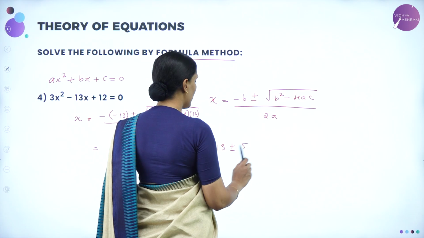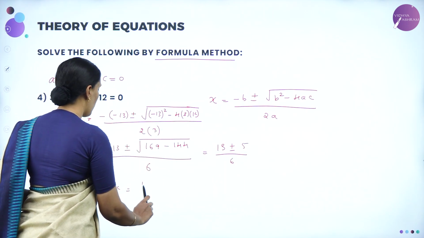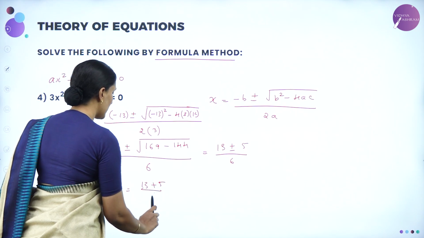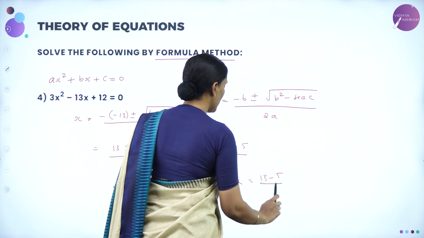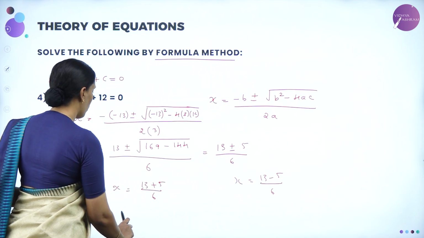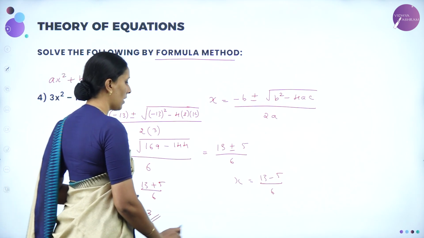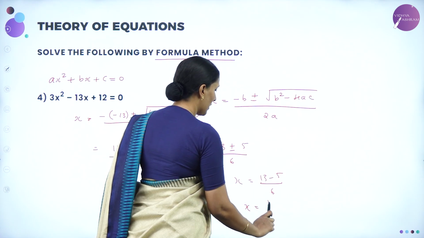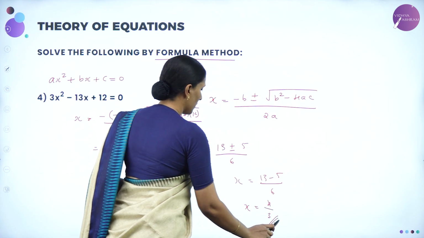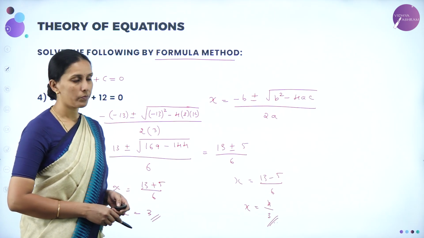So we will get the answer as 5 by 6. Now we can take x is equal to 13 plus 5 by 6 and x is equal to 13 minus 5 by 6. Therefore, x is equal to 18 by 6, which is 3, and here 13 minus 5 is 8. So 8 by 6 can be written as 4 by 3. So these two form the roots of the quadratic equation.